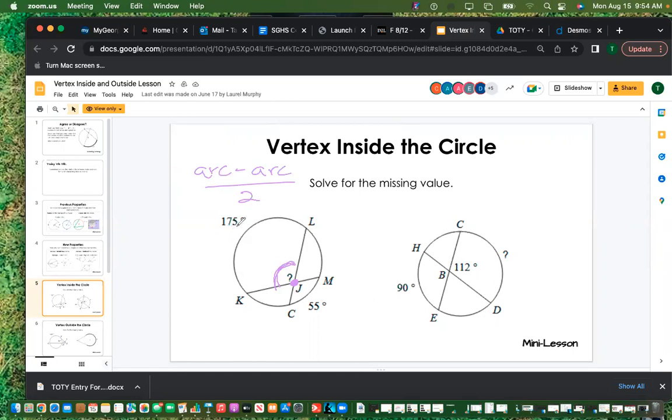So what are we going to do here? We're going to say 175 minus 55 divided by 2. So what's 175 minus 55? 120. And then we're going to divide by 2. So what is that going to give me? Fantastic. So this is 60. Take a second, finish writing that down, and then try the next one.